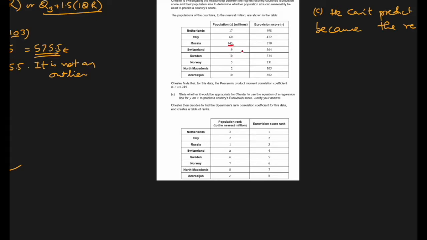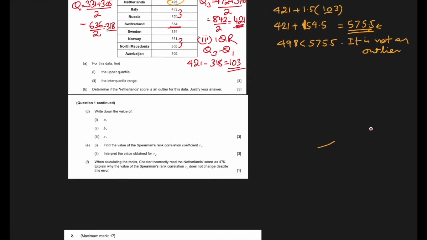Switzerland is 9. Okay, so that means after 3, the next are 4th and 5th. But we can't say which one is 4th and which one is 5th, right? So in that case we can write 4.5 here and 4.5 here, giving the average of 4 and 5 to both. So what is B? Sweden, 4.5. B is 4.5 and C is also 4.5. After 10 we have 9, so we can call it 6. Then we have 7, we have 8. So 6, 4.5 and 4.5, these are the values.